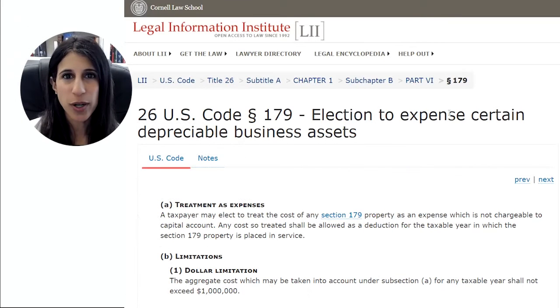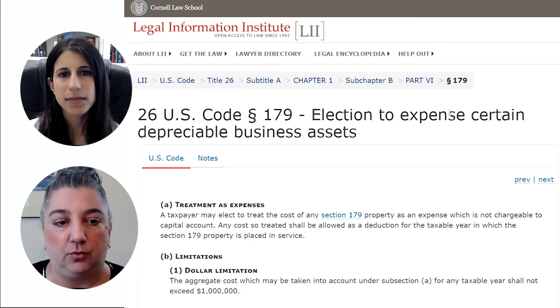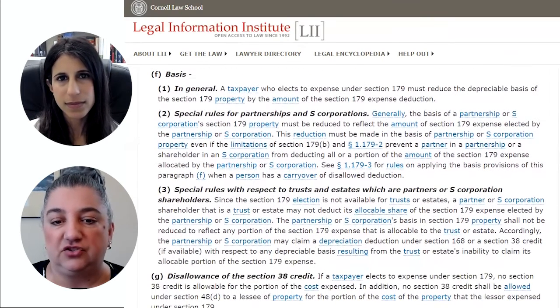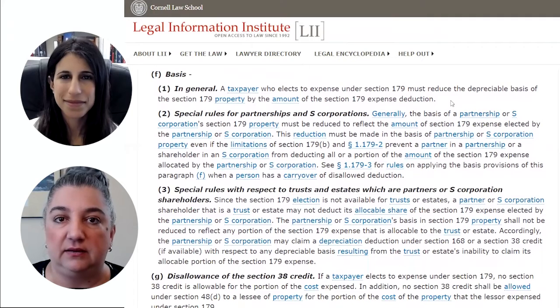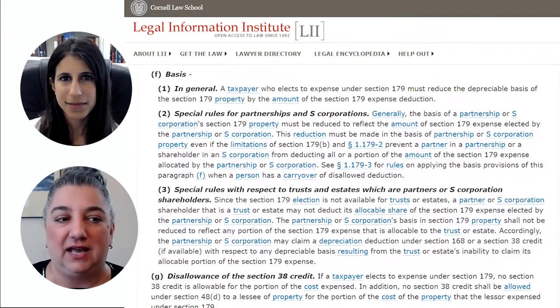Don't forget, this is a form of cost recovery. So what does this mean for the taxpayer's basis in the asset? This means that the taxpayer has to reduce the basis in the asset by the amount of the Section 179 deduction taken. And you see that in the regulations under Section 179, in particular, Treasury Reg Section 1.179-1(f)(1).